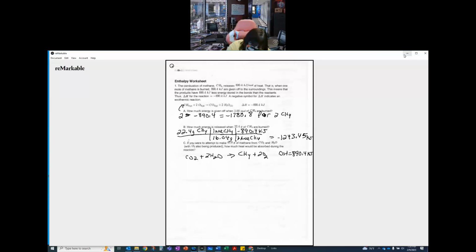If you were to attempt to make 45 grams of methane, 45.0 grams CH4, 1 mole CH4 is 16.04 grams, and 890.4 kilojoules per 1 mole CH4 produced. So 45 divided by 16.04 times 890.4, and that gives me 2498 kilojoules. Woohoo! That's fun.